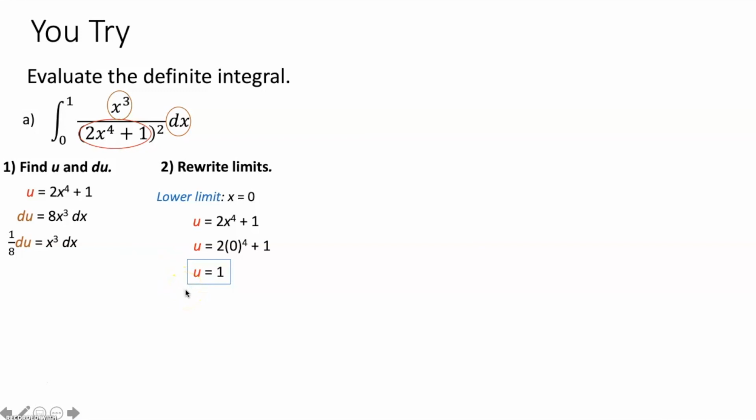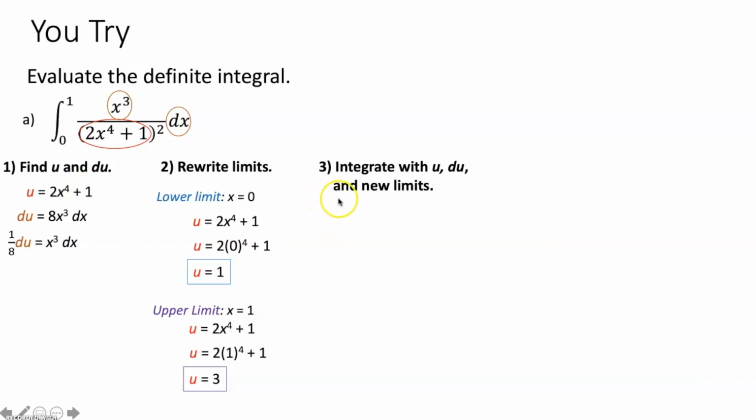Then I'm going to rewrite my upper limit of integration in terms of u. So I take 1, plug it in for x in whatever I set u equal to, and simplify. And I end up getting that my new upper limit of integration is 3. So now that I've rewritten my limits of integration and I have my function in terms of u and du, I can rewrite my integral. So my new integral is going to be the integral from 1 to 3 of, and then I'm taking u, plugging it in here for 2x to the fourth plus 1, taking 1/8 du, plugging it in for x cubed dx. Now all I have to do is just evaluate this integral.